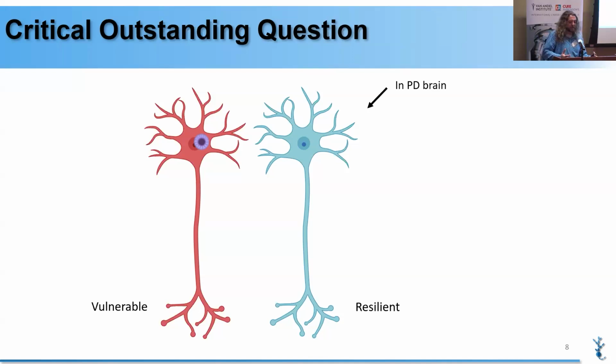The other part of this that the field hadn't really understood very well up until my work in my PhD is exactly what alterations happen in these neurons that I'm calling here vulnerable. We didn't know, is this a protective process? Is this trying to help cells that are sick and dying? Or is this actually contributing to the degeneration that we observe in the disease? It really wasn't clear exactly how these contributed.